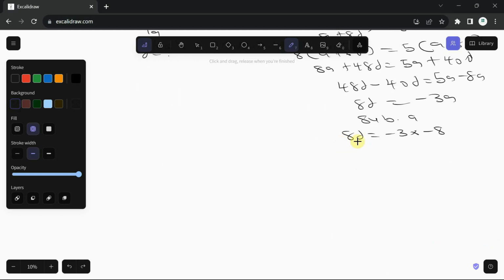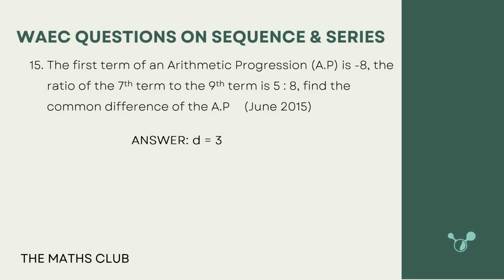If I want to make D stand alone, I can divide both sides by 8. If I divide this side by 8 and this side by 8, the 8 will cancel the 8 here, and this will be minus 1. So D will be equal to minus 3 times minus 1, which is 3. So basically our D is 3 in this particular question. Let's see if we're correct. Great, our D is 3.